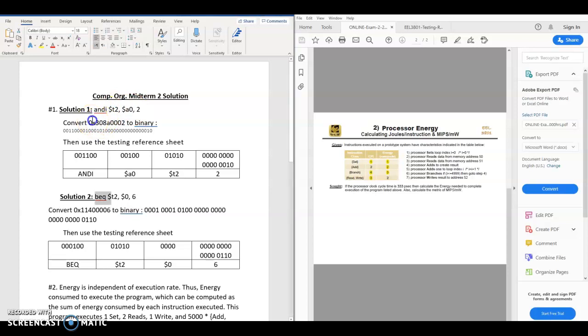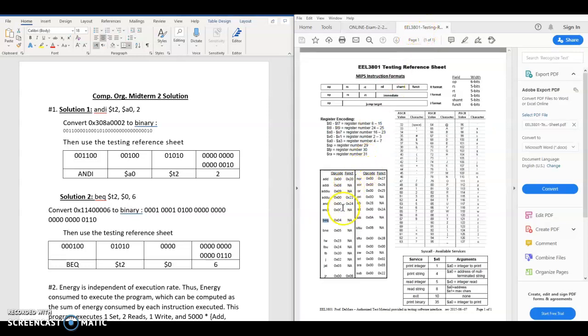To convert this hexadecimal code into binary, it's going to be 0011, 0000, 1000, 1010, 0010, 0000, 0000, and then 0010. Then we're going to use the reference sheet to understand what instruction the 6-bit opcode corresponds to, which is 001100. That corresponds to 0x0c in hexadecimal, which is the and immediate instruction.